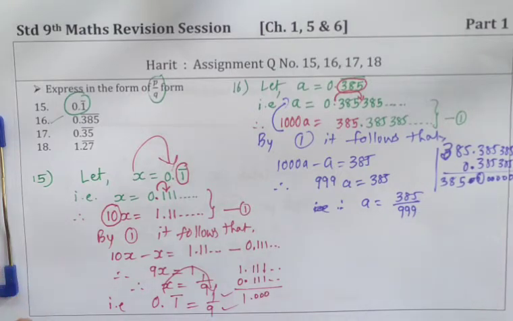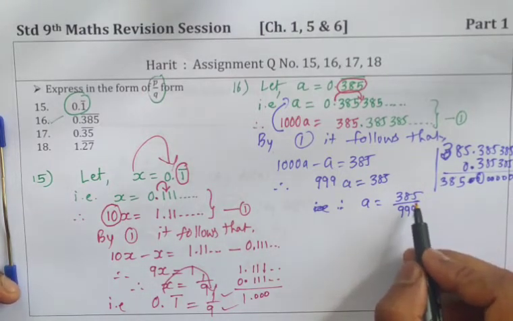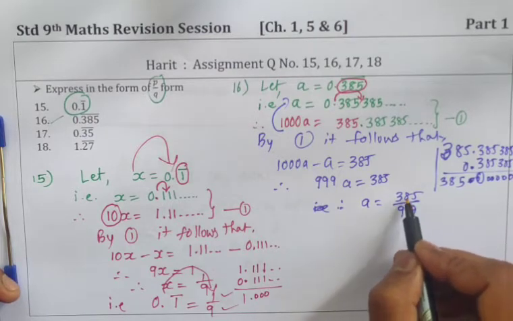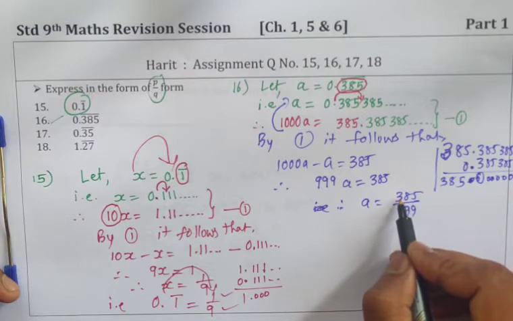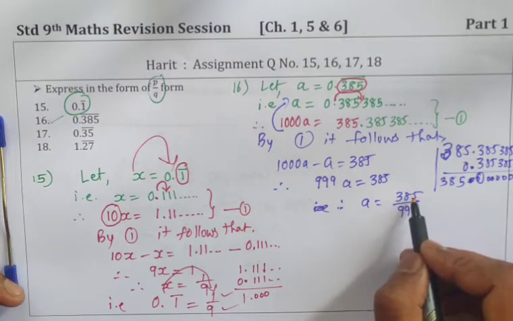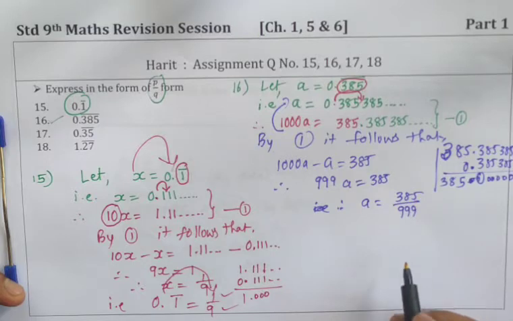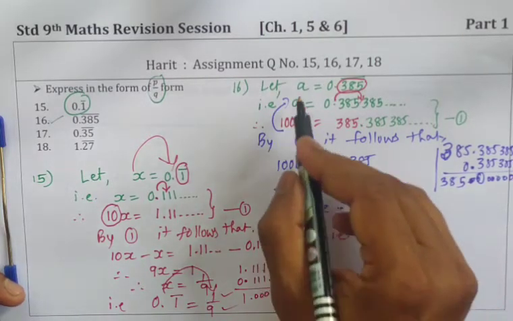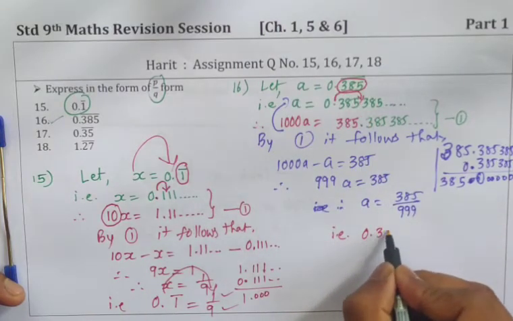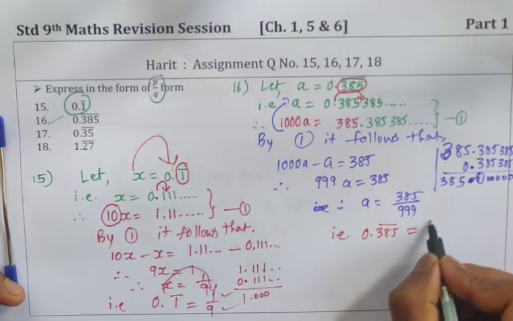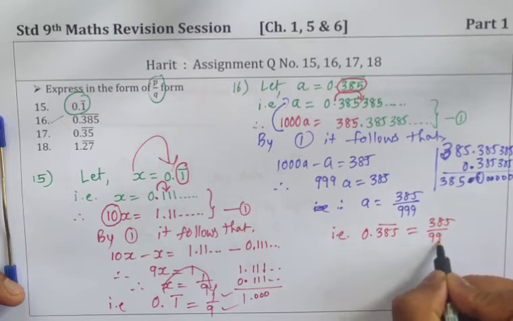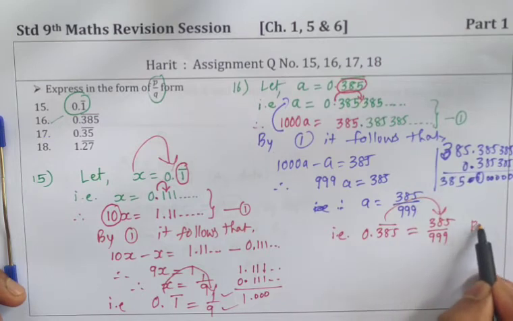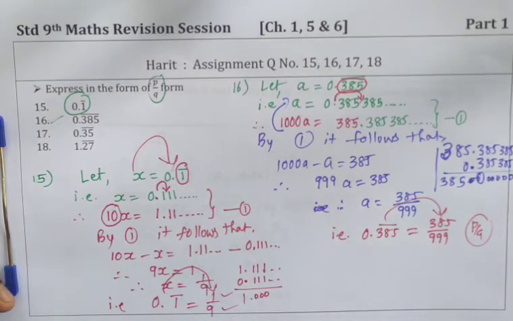Children, if you can reduce and if it is within your reach, go for it. Now you know to check whether this is a multiple of 3. 3 plus 8 is 11, plus 5 is 16, which is not a multiple of 3. So this cannot be reduced. It is already in its reduced form. What is a? We called it 0.385 bar. That is equal to 385 upon 999. So here we have represented this in the form P upon Q. Got it? All right, children?